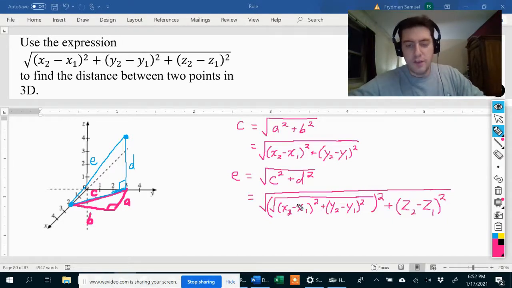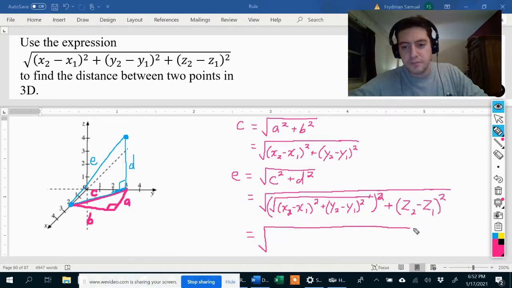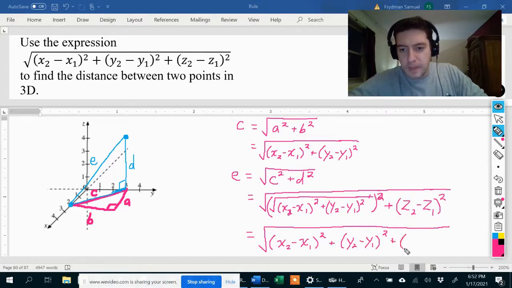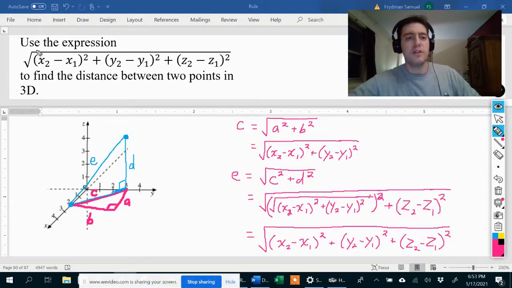Now what we have here is the square root of something, and then we're taking the square of that. Well, the square root and the square cancel each other out. So this is going to be our final expression for finding the distance between 2 points in three-dimensional space, where this square root symbol canceled with this exponent. What's left over is just the stuff inside, which was x2 minus x1 squared plus y2 minus y1 squared, and then we also have plus z2 minus z1 squared. So that is where this expression comes from.